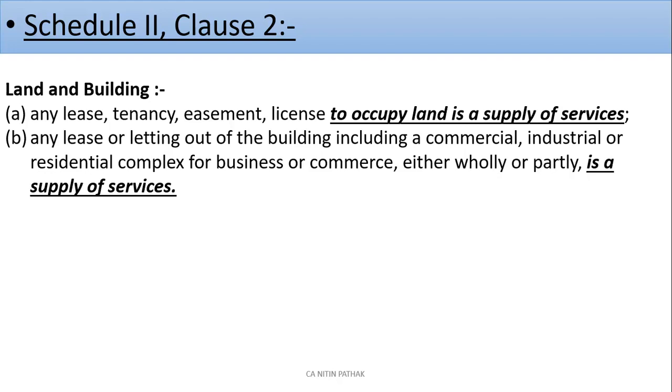What we are deriving out of this is that though there is land and building, any lease or tenancy or easement or license to occupy land is a supply of services. So any rent of a property will be covered under clause 2 of Schedule 2. But residential property is not covered. Residential property used for commercial or industrial purpose is covered. Any lease or letting out of a building, including commercial, industrial, or residential complex, for business or commerce, either wholly or partly, is a supply of service.